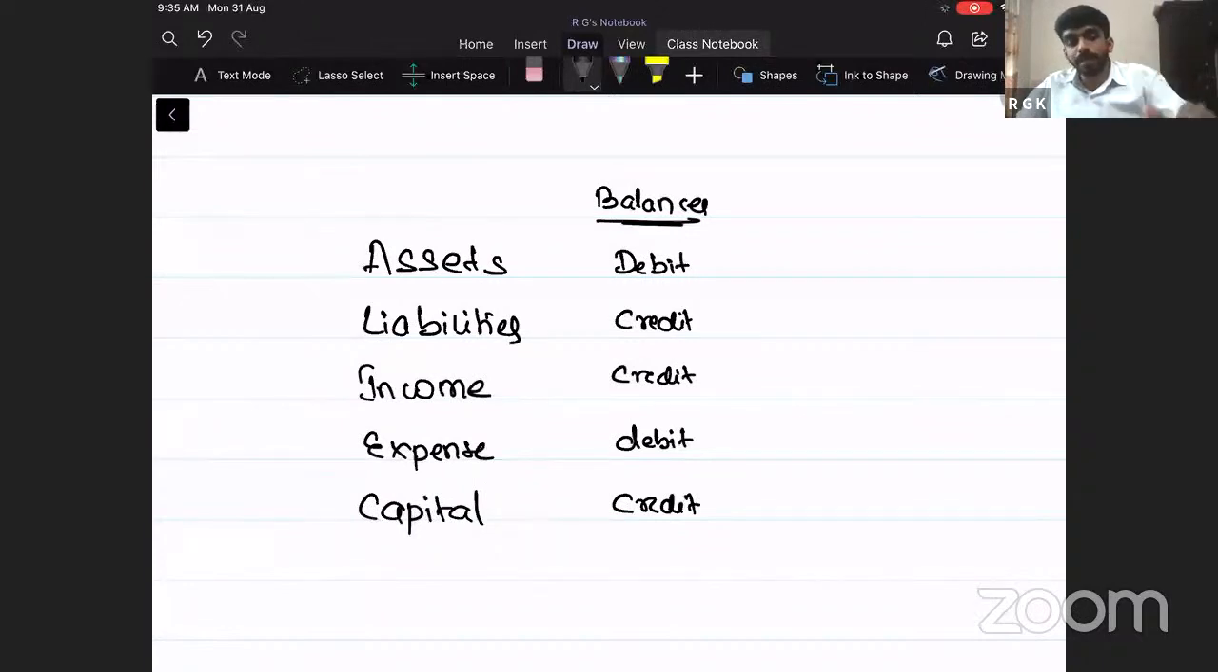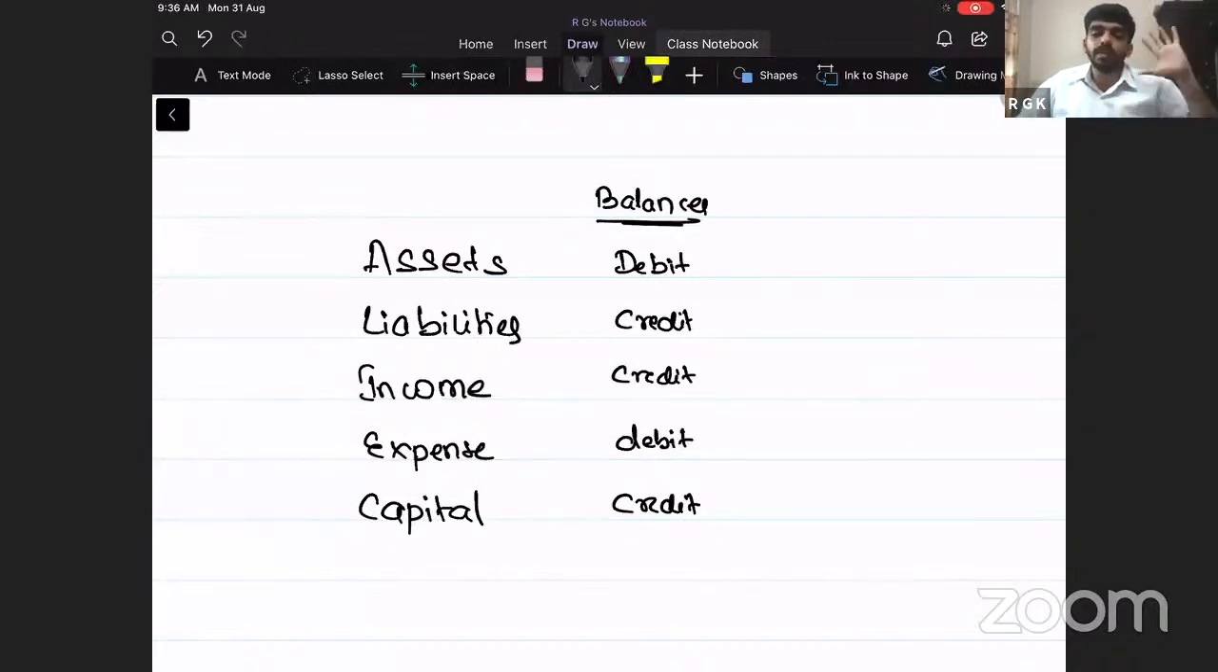Assets will always have debit balance. Liabilities will always have credit balance. Income will have credit balance. Expense will have debit balance. Capital will have credit balance. Asset debit, capital credit, income credit, liabilities credit, expense debit. In any pattern, if I ask you, you should be capable of answering this. That is why I'm giving it now, so please do focus on this.